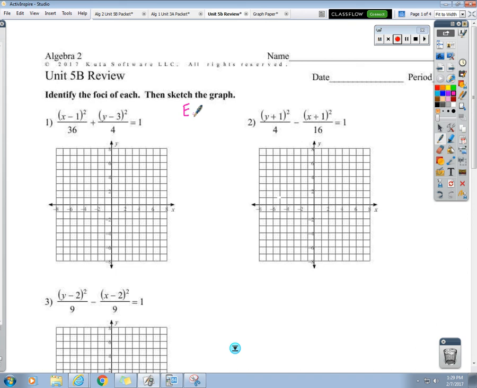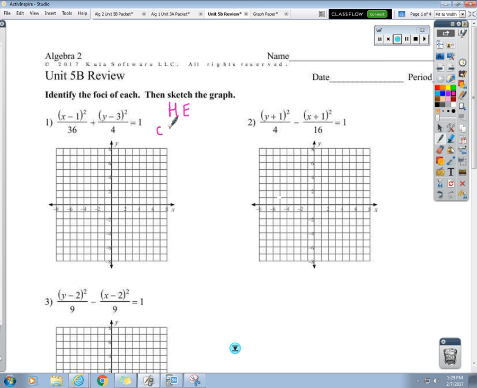This is the equation of an ellipse. Okay, how do we know it's an ellipse? There's a plus sign in the middle. Once you know it's an ellipse, you have to figure out, is it vertical or horizontal? And how do you figure that out with an ellipse? A is always bigger than B. So that means this is your A value and it's under the X, so it's horizontal. If the bigger number's under the X, it's horizontal. If the bigger number's under the Y, it would be vertical.